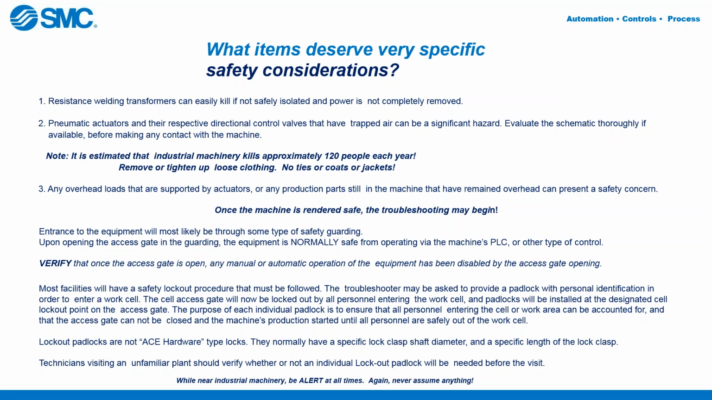Here's a point to mention: follow the OSHA lockout tagout procedure. There are protocols for those. The troubleshooter might be asked to have their own padlock with a personal identification. Typically, your padlock has to have your name and your picture on it so that all personnel can lock the work cell, and every person will have a padlock so that anyone entering the work cell is accounted for, and the gate could not be closed and the machine's production could not be started until everyone is safely out of the work cell. So that lockout tagout is important.